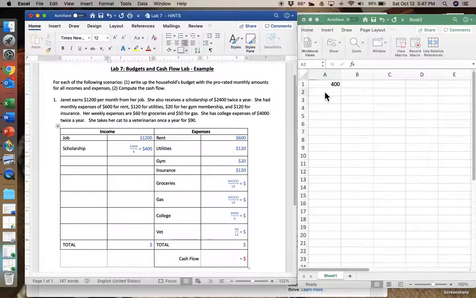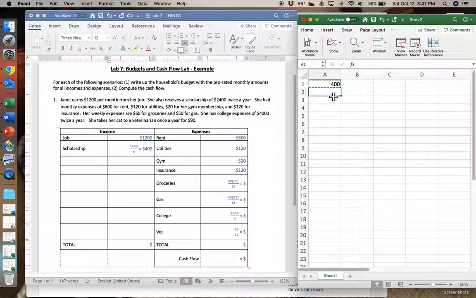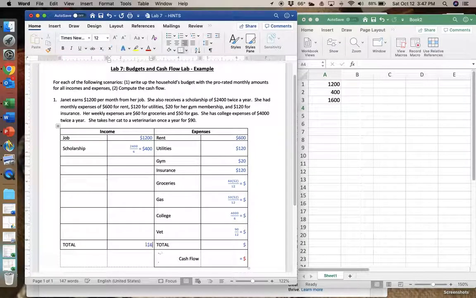And so what it's done here, I'm going to write this down so it'll be easier, is this is her income each month, $1,200 plus 400 is $1,600. And like I said, you don't have to use Excel, but if you want to, it's an easy way to have it right here on your computer in front of you.